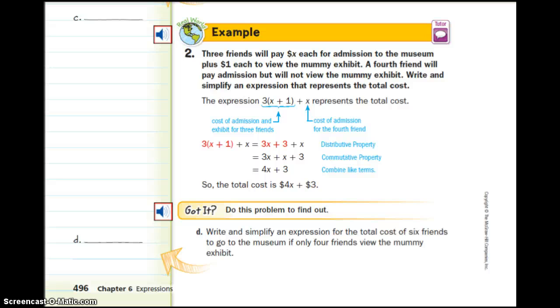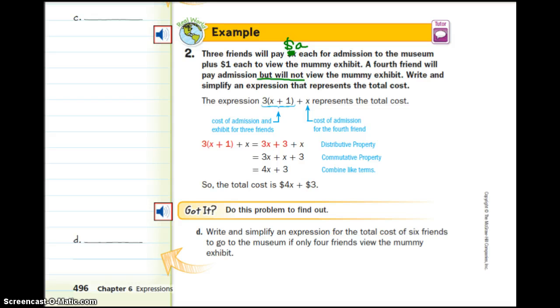So we have 3 friends who pay X dollars each for admission to the museum plus $1 to see the mummy exhibit. I'm going to change this X to an A because that makes more sense. That's an admission ticket. And then $1 each to see the mummy. The 4th friend will pay admission but will not view the mummies. I guess he's a scaredy cat.